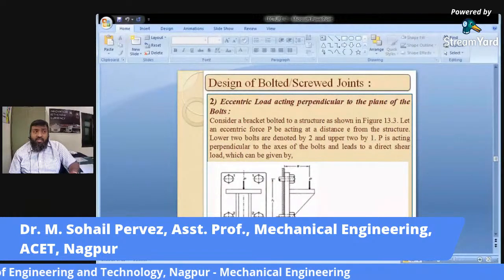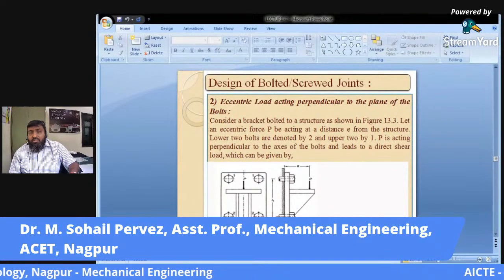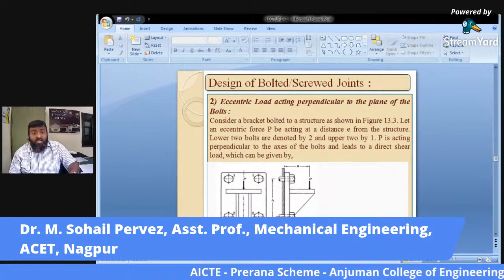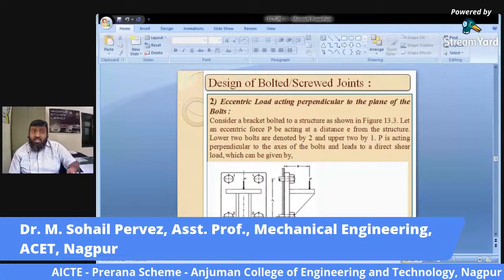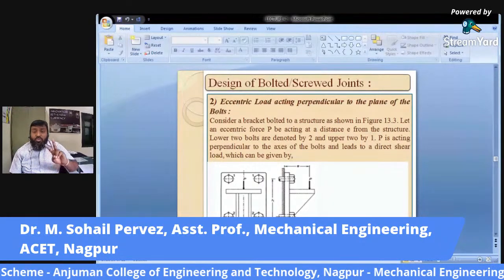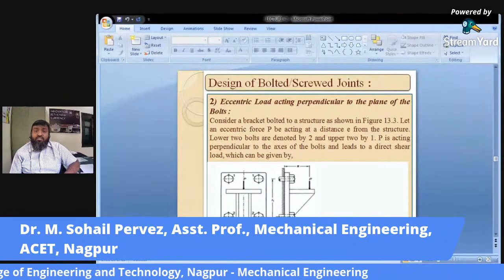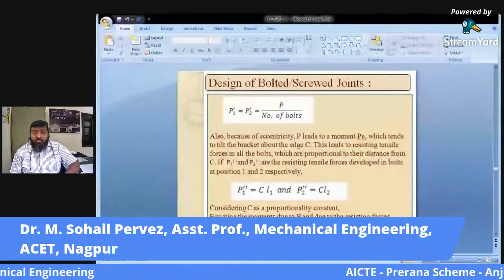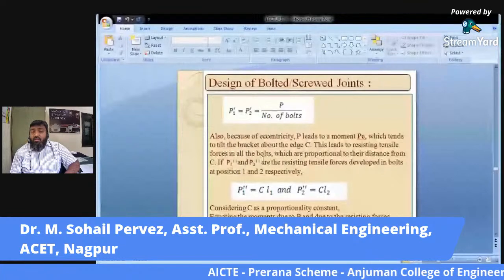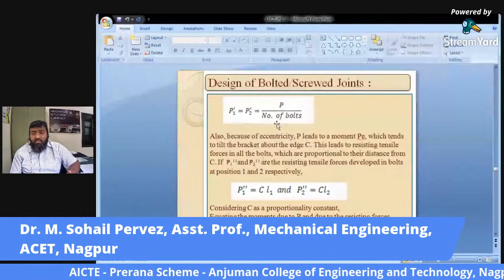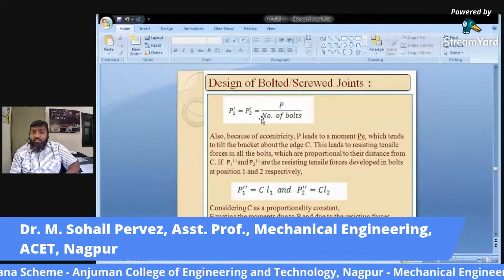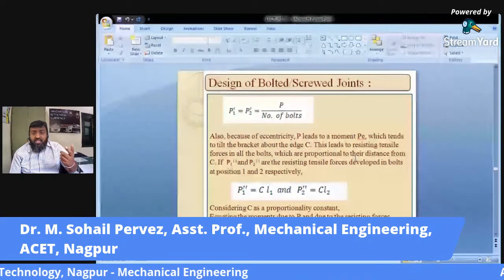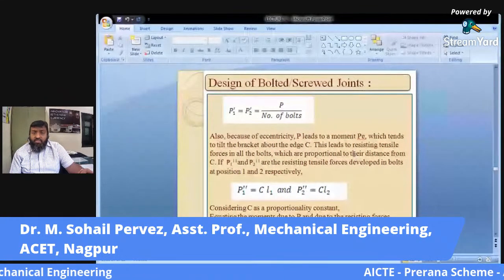Now in the previous example, it was all about primary shear and secondary shear. But now in this case, we are having primary shear but secondary tensile. So there would be 2 natures of stresses in this type of arrangement. The very basic element, that is the primary shear, P1 dash is equal to P2 dash, which is P divided by the number of bolts. Now due to eccentricity, again the same thing as we have seen in the previous example.